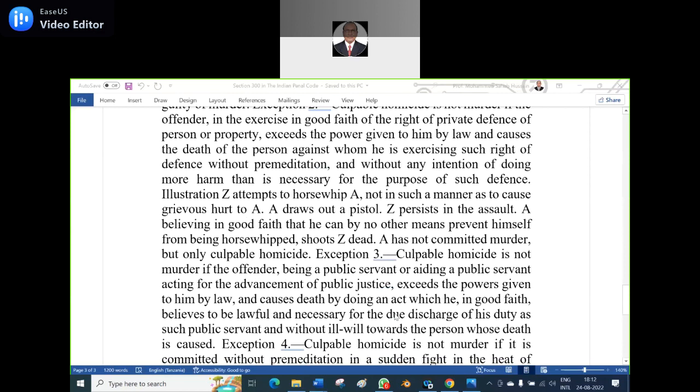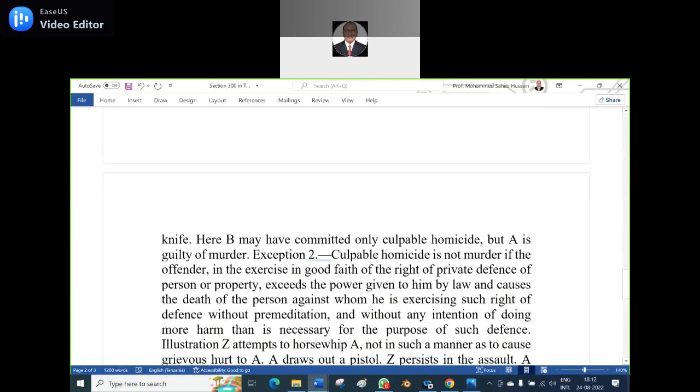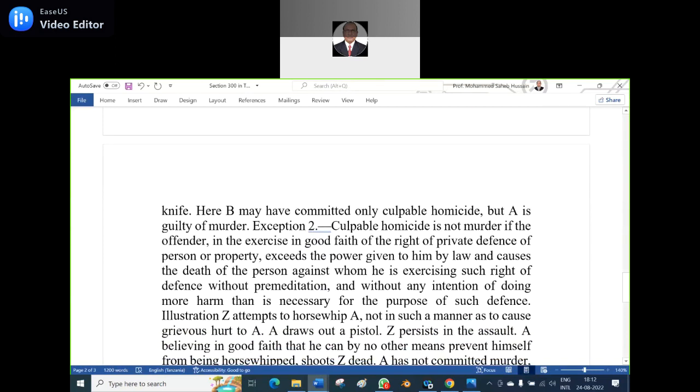Okay, now let us go to section 3. Culpable homicide is not murder if the offender, being a public servant or aiding a public servant acting for the advancement of public justice, exceeds the power given to him by law and causes death by doing an act which he in good faith believes to be lawful and necessary for the due discharge of his duty as such public servant and without ill will towards the person whose death is caused. It does not amount to murder because he wants to do the public duty he is doing. At that instance, he can use the force.